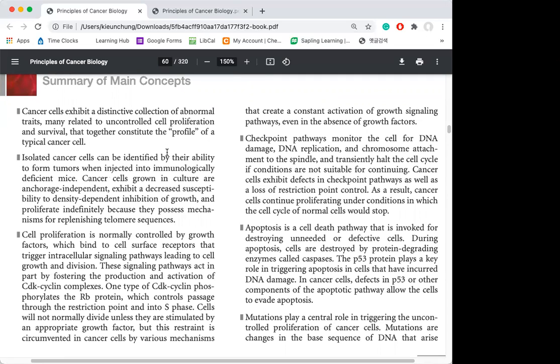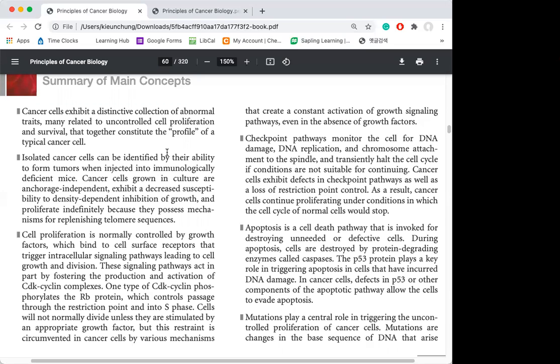Cancer cells exhibit a distinctive collection of abnormal traits, many related to uncontrolled cell proliferation and survival, that together constitute the profile of a typical cancer cell. Isolated cancer cells can be identified by their ability to form tumors when injected into immunologically deficient mice. Cancer cells grown in culture are anchorage independent, exhibit a decreased susceptibility to density dependent inhibition of growth, and proliferate indefinitely because they possess a mechanism for replenishing telomere sequences.